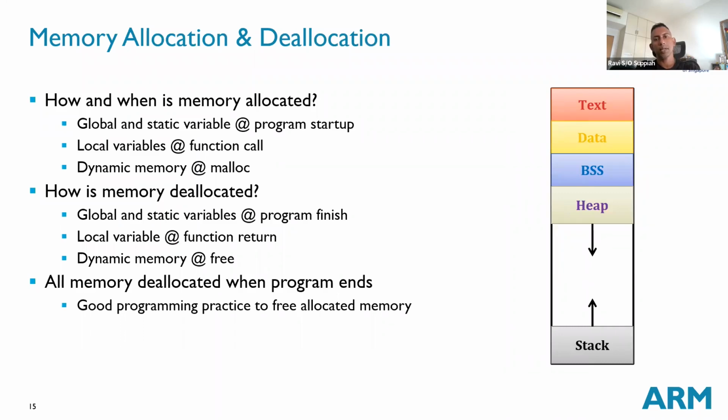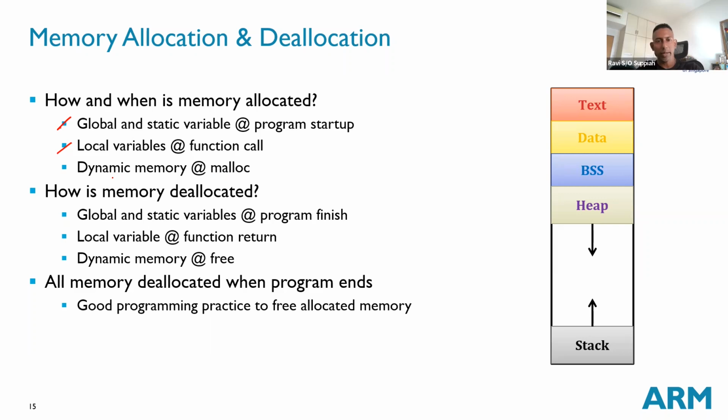So when is memory allocated and deallocated? For global and static variables, you are allocated at program startup. The moment you start a program, you already know that you have some global and static variables, so they are already allocated in the data and BSS segments. For local variables, it is at function call. That means when I call the function, those variables are loaded onto the stack.